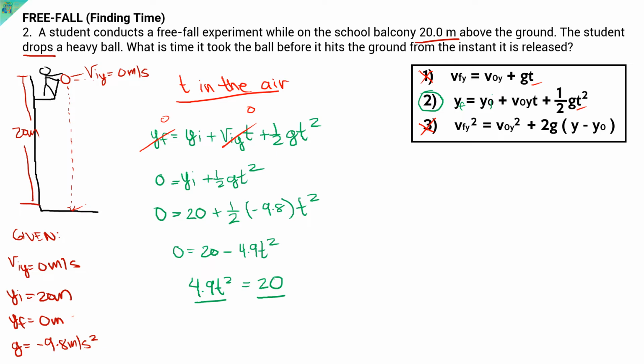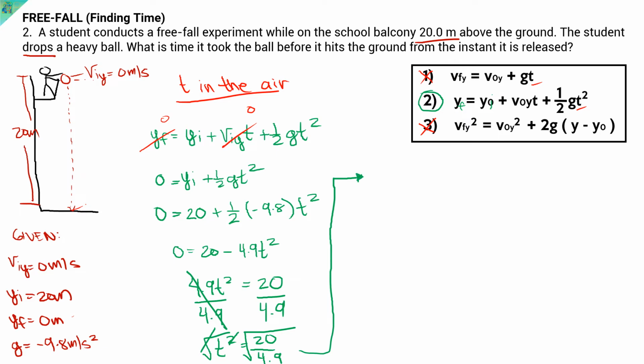And then I'll divide both sides by 4.9 para matanggal ko to dito. And I'm going to have t squared is equal to 20 over 4.9. Again, I need t or time in the air and not time squared, so for me to eliminate this squared value here, I'm going to square root both sides. Cancel, cancel. And now my formula will be t is equal to the square root of 20 over 4.9.